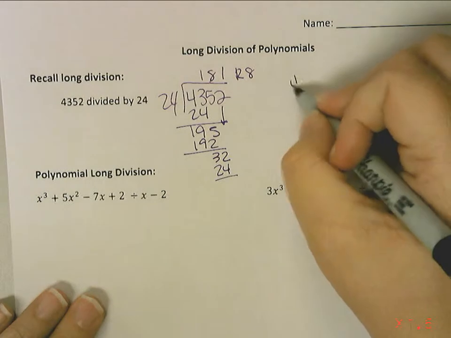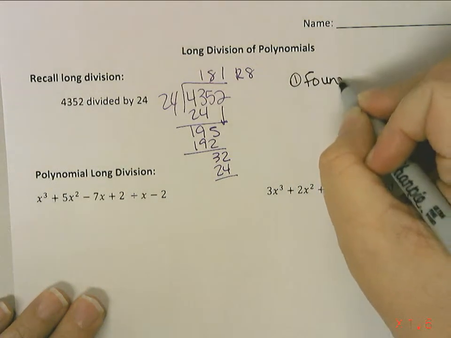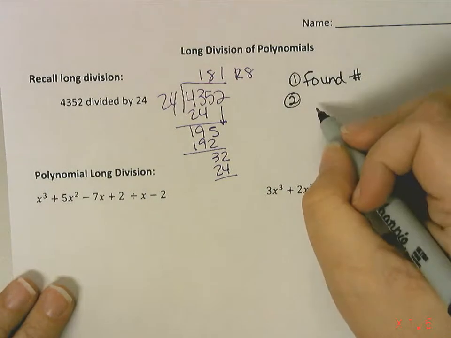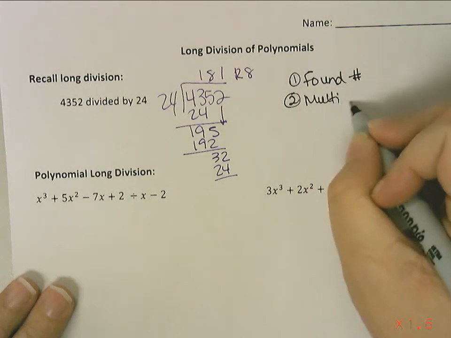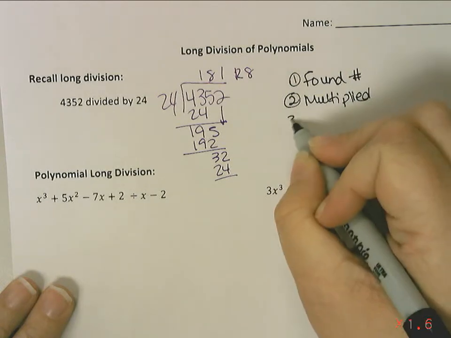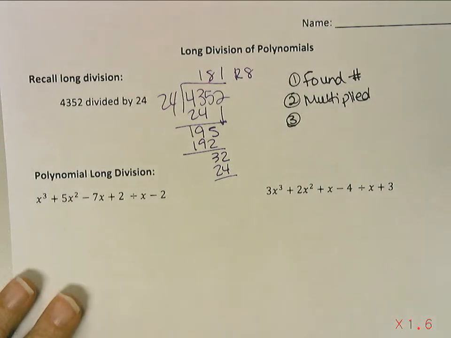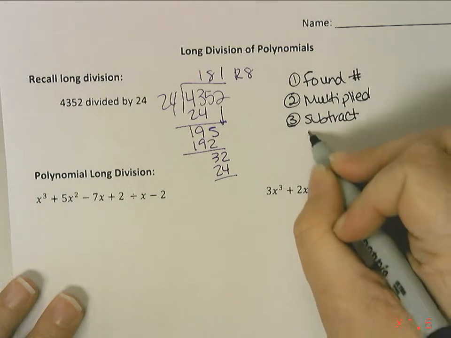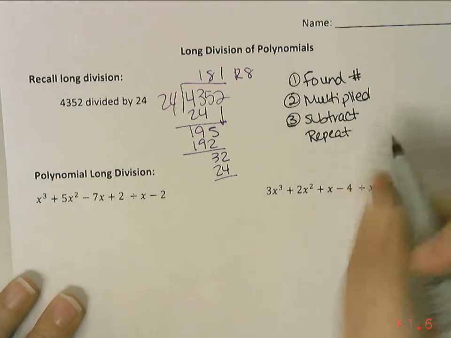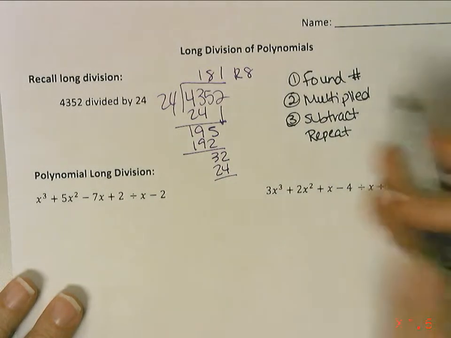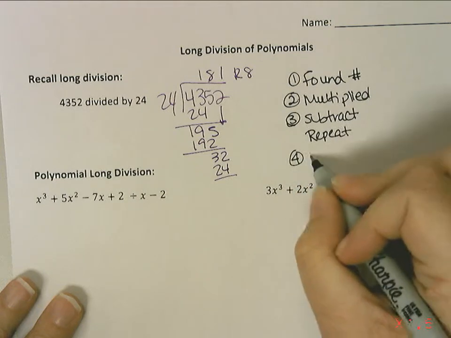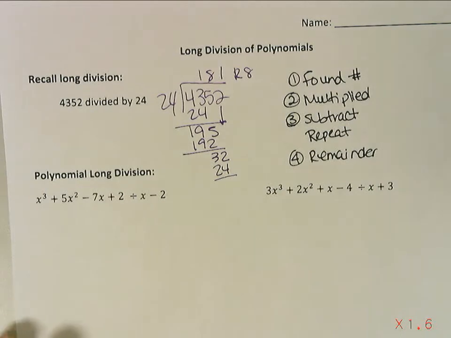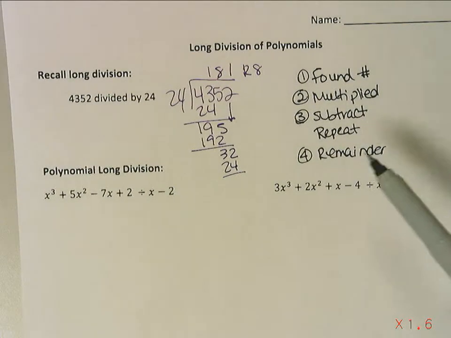So the first thing we did was we found our number. The second thing we did is we multiplied after we found it. Third thing that we did is we subtracted. And then we're going to repeat until we are done through this entire set. And then our fourth and our last thing is we do our remainder. Okay, so those are our steps that we're going to use, and we're going to go back to this.